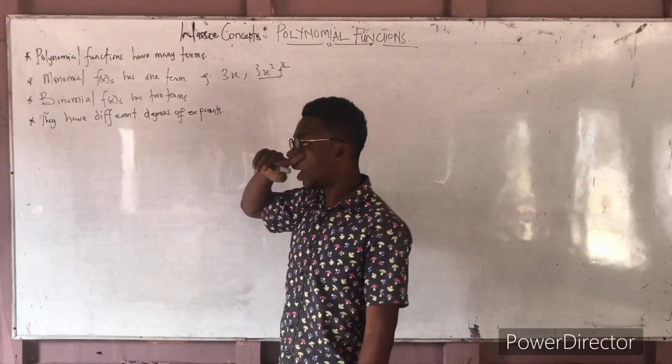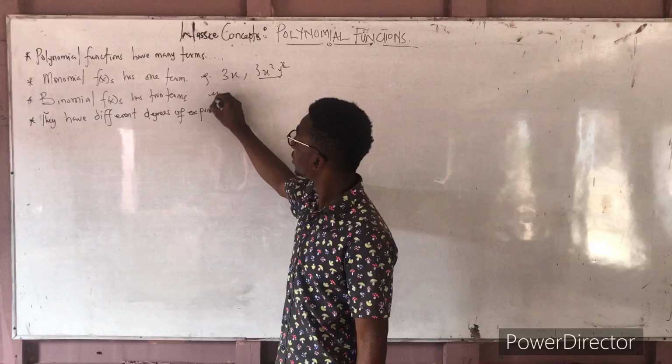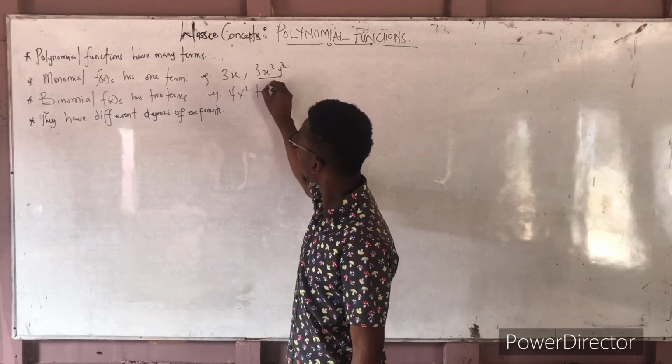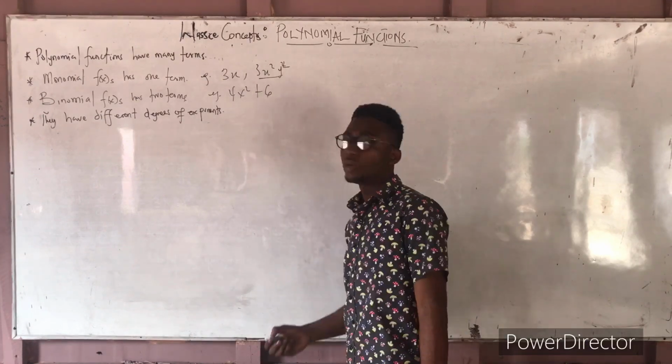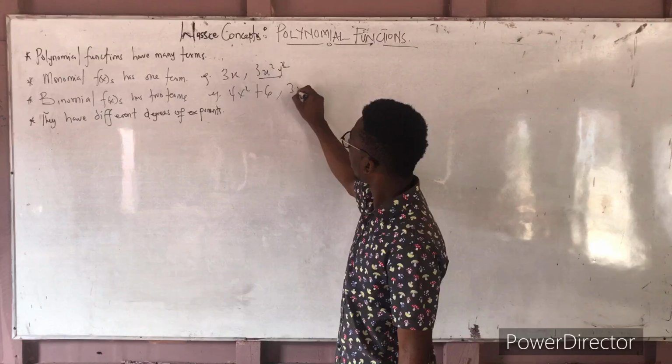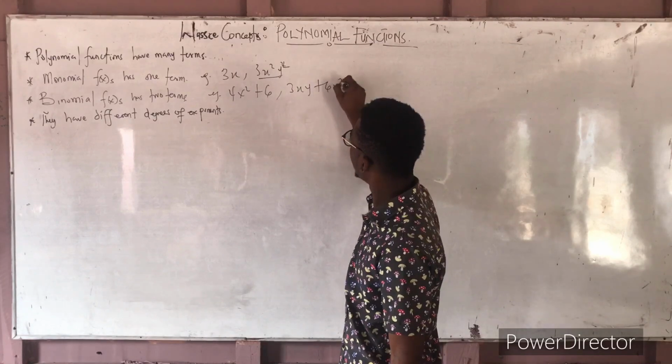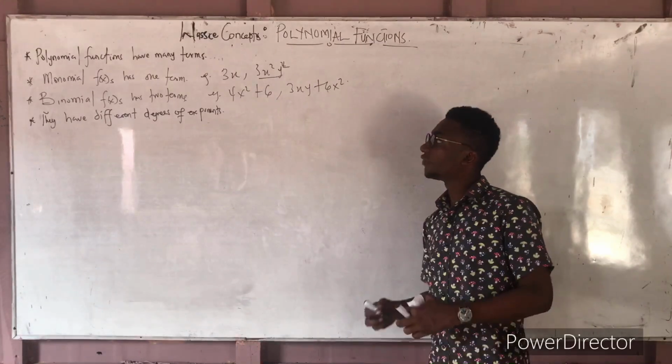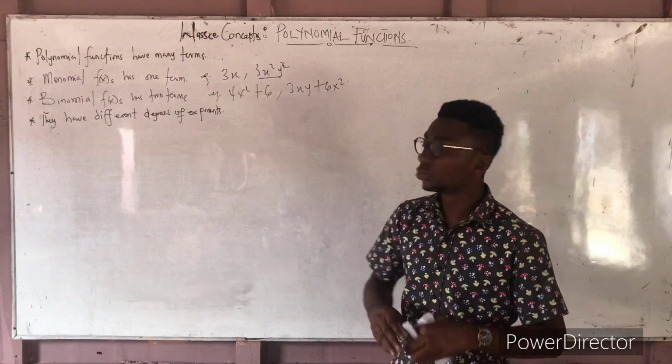Binomial functions have two terms. You can have, for example, 4x squared plus 6. It's a binomial function. Or we can have 3xy plus 6x squared. It's also a binomial function because it has two terms.